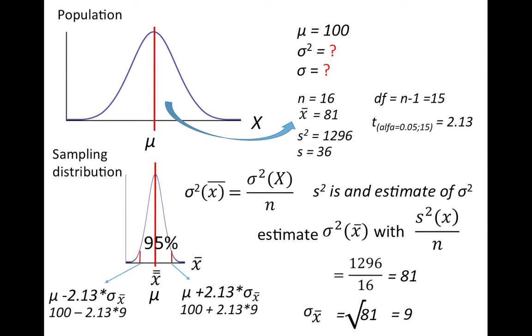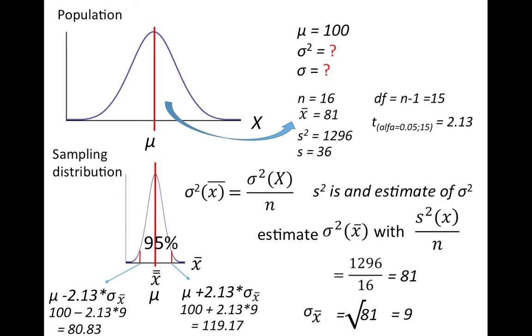And by putting this in our equation, we get new limits that are 80.83 and 119.17. And you see now that our sample mean of 81 lies within this interval. So our conclusion is that it's not unlikely to get a sample that deviates this much from a population mean of 100.